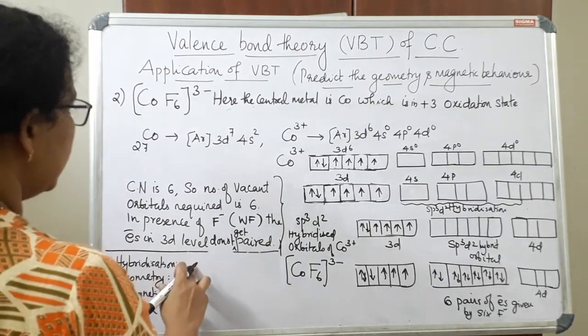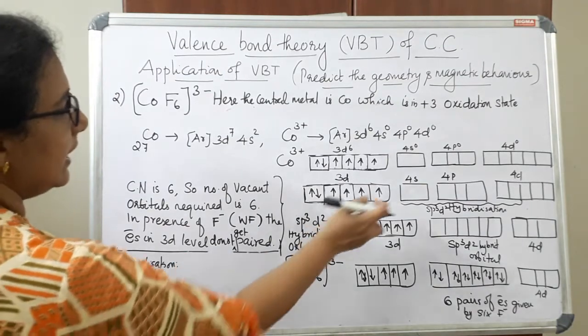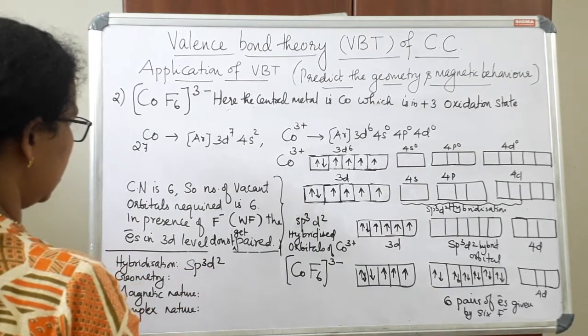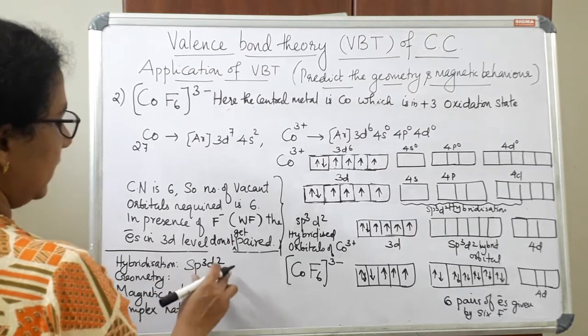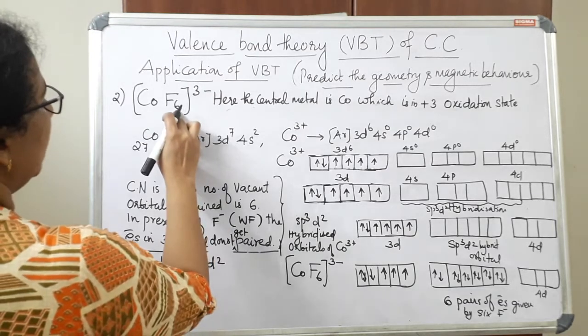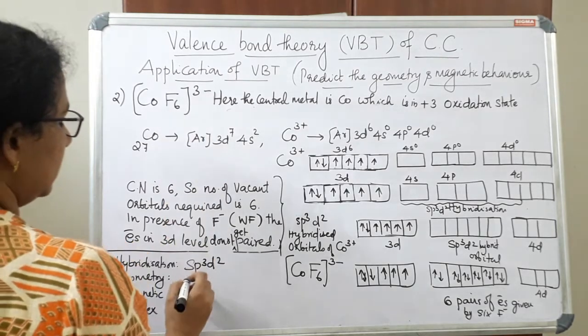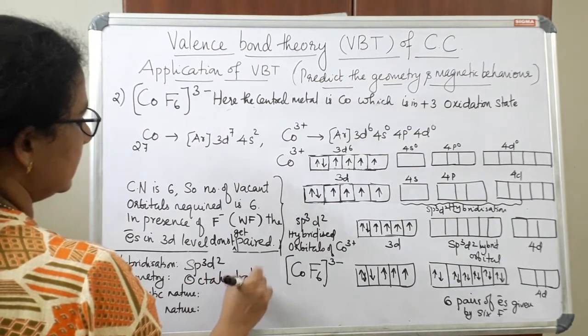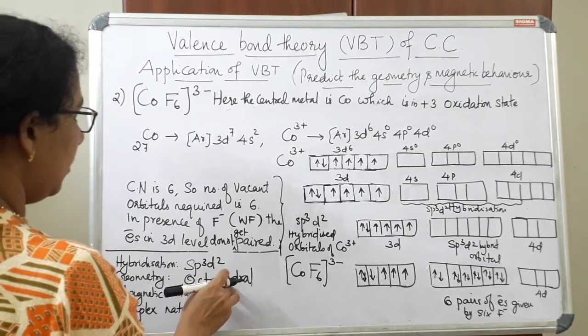Now comes the hybridization. The hybridization is sp3d2. Then comes the geometry. In the case of coordination number 6, the geometry will be octahedral. The coordination number is 6 in this case, so the geometry will be octahedral.